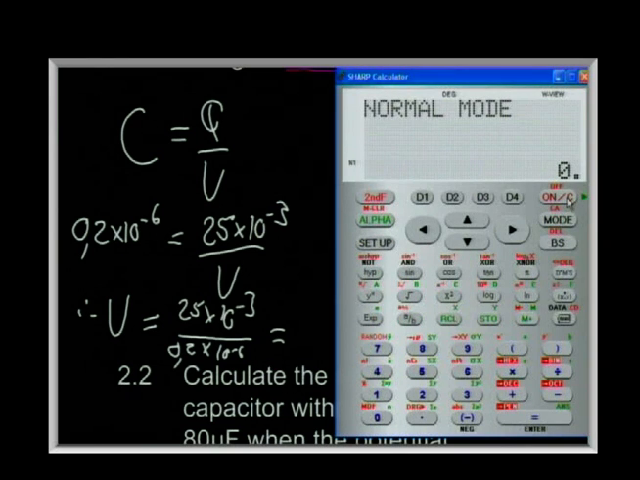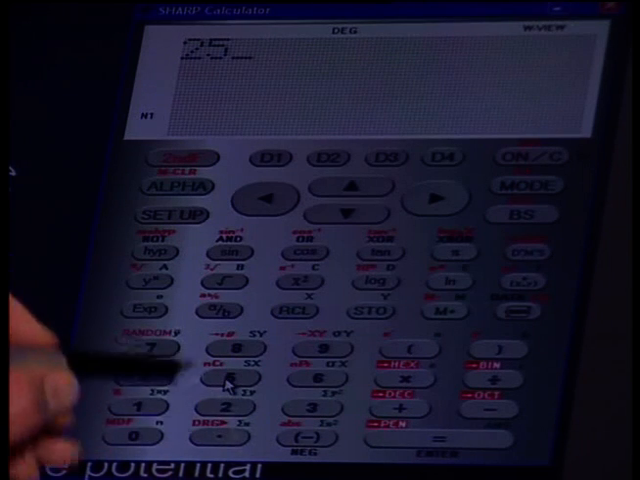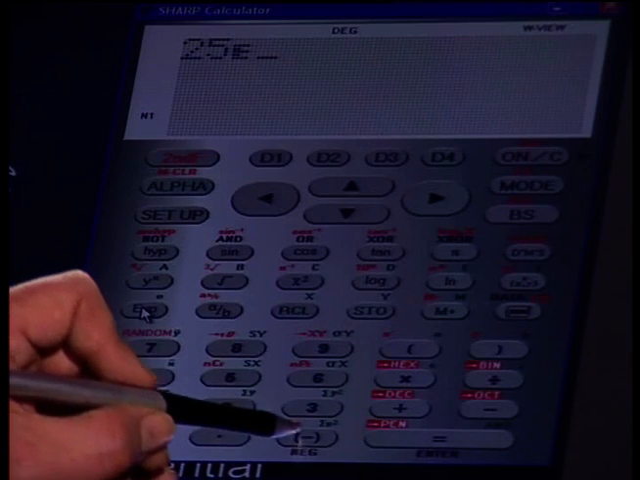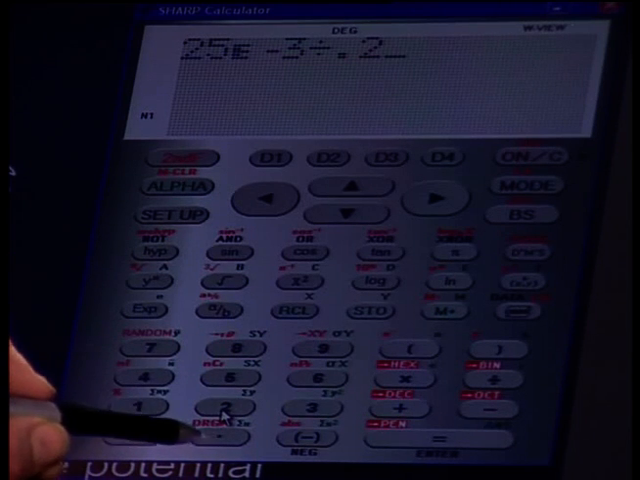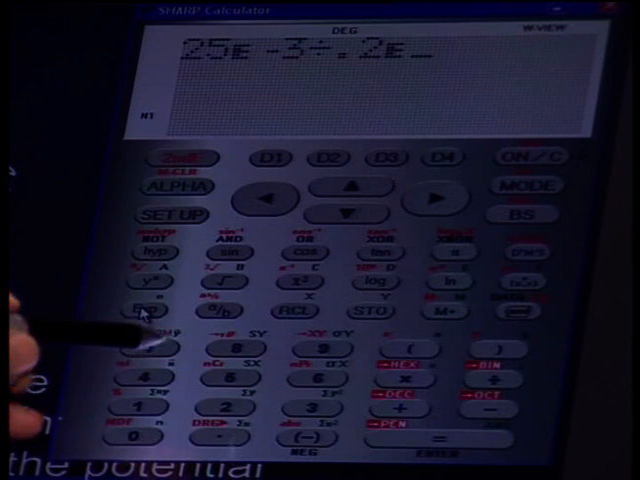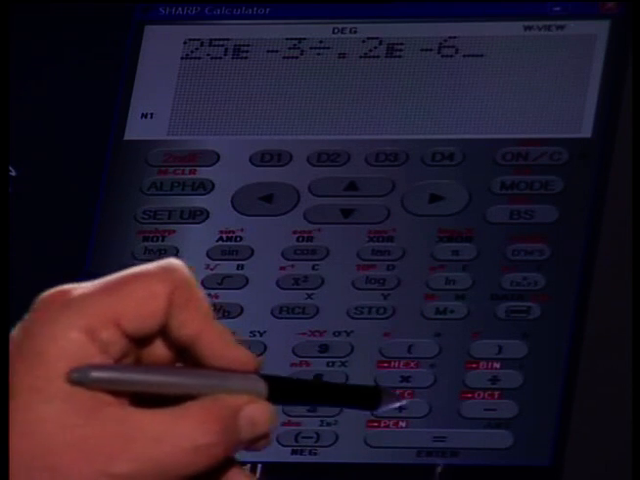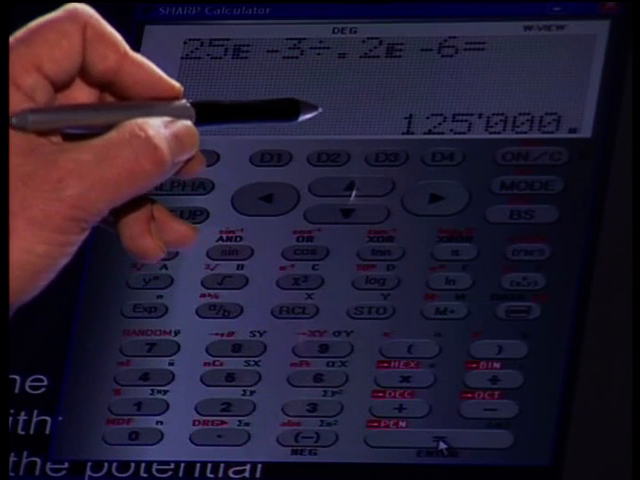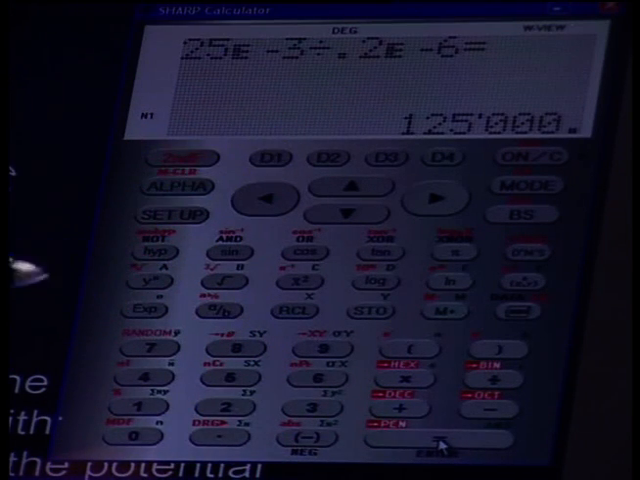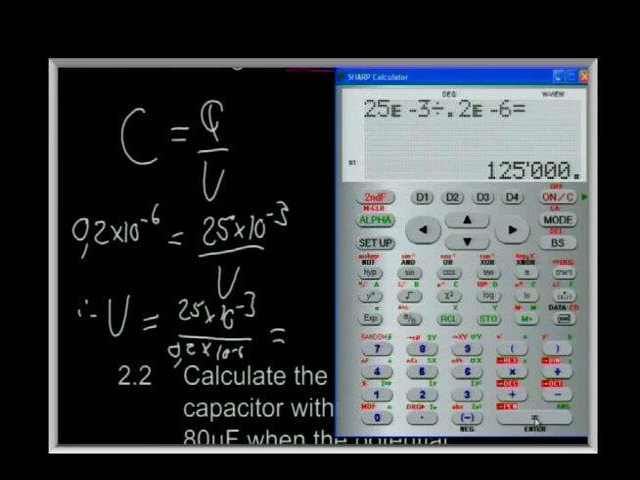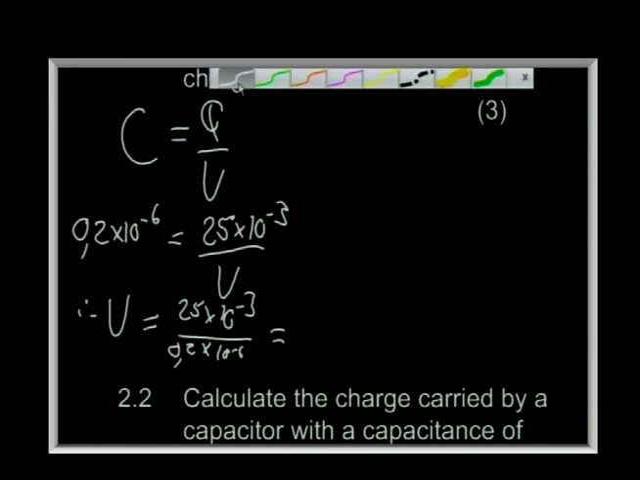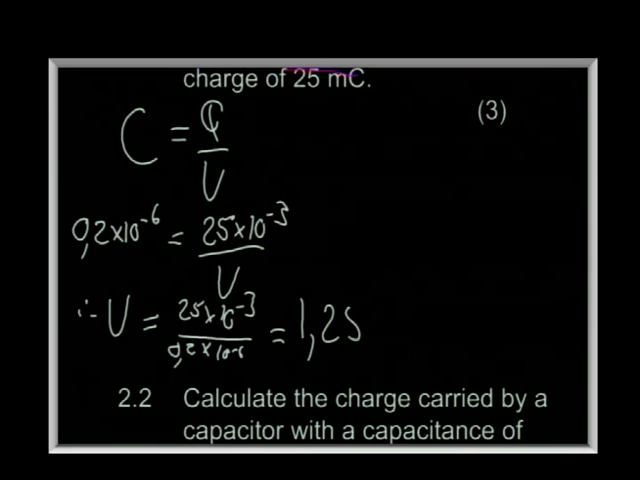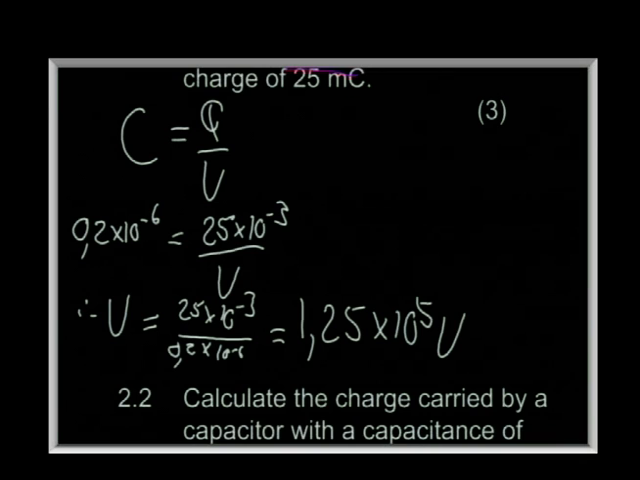25 exponent minus 3 divided by 0,2 exponent minus 6. And we get 125,000 volts. We write that as 1,25 times 10 to the 5 volts.